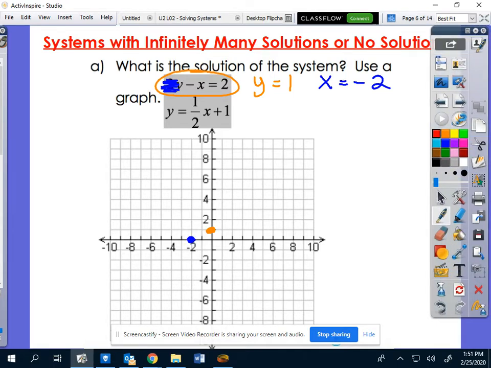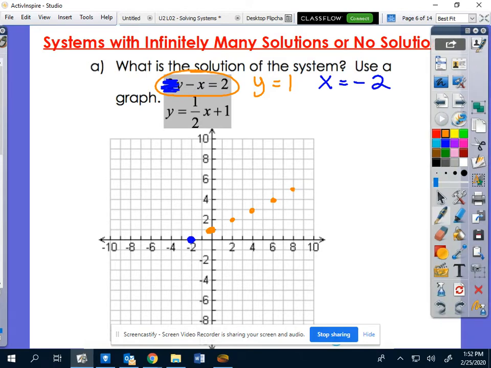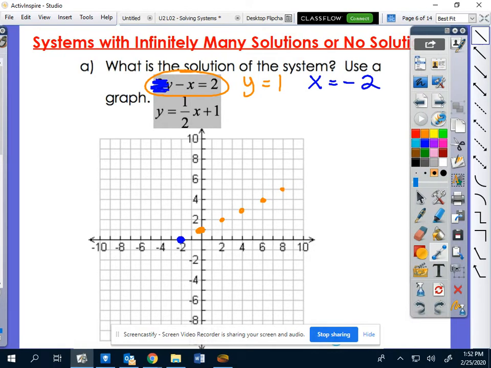If you are still wanting a few more points after that, what I would do is just realize that my slope is 1/2, so I could go up by 1 and over 2, up by 1 over 2, up by 1 over 2, and kind of continue from there. So once you've got those points in, let's draw our line as usual. All right, so our line goes like so.